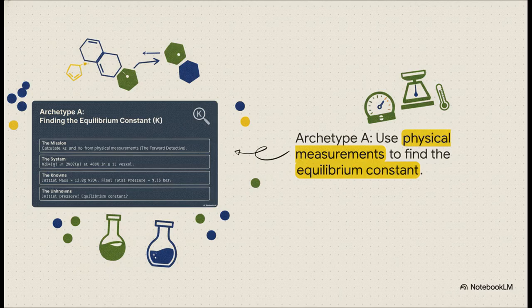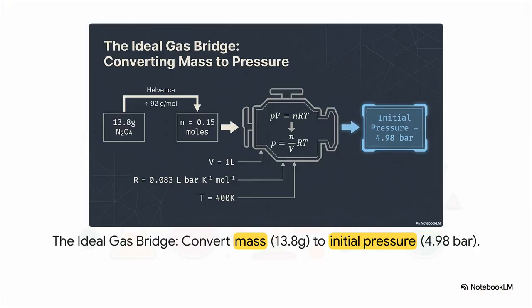Let's get to work. First things first, our data needs to be in the right format. We have a starting mass, but our final clue is in pressure, so we need a bridge to get from one to the other. That bridge is the ideal gas law. As you can see, we start with our 13.8 grams, convert that to 0.15 moles, and then we plug everything into the equation. This gives us our starting pressure, 4.98 bar. That's the first piece of our puzzle.